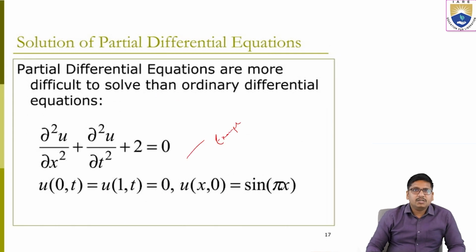And solution of partial differential equations. The partial differential equations look like this: we are going to have dou square u by dou x square plus dou square u by dou t square plus 2 equal to 0.